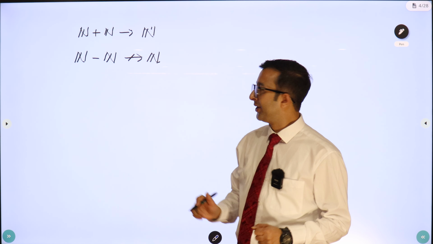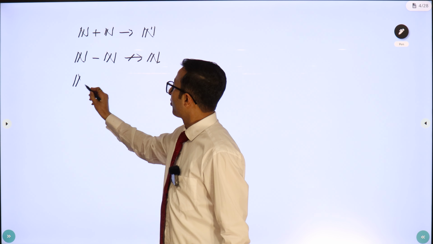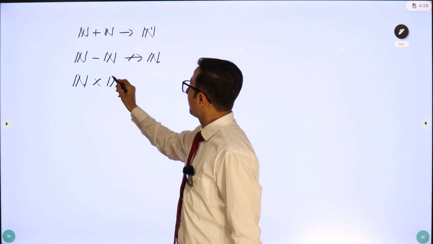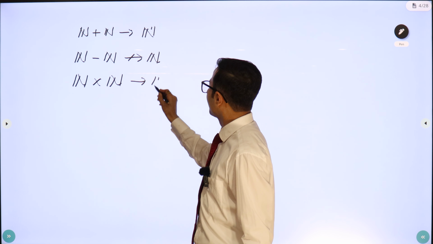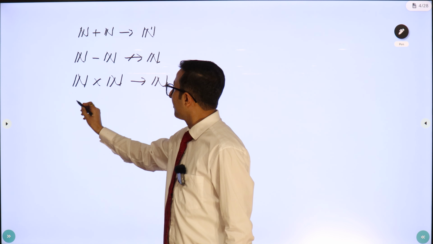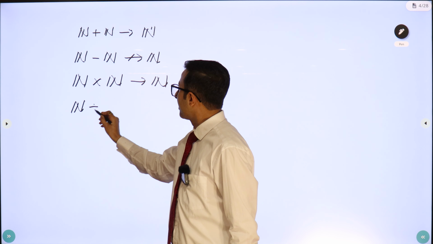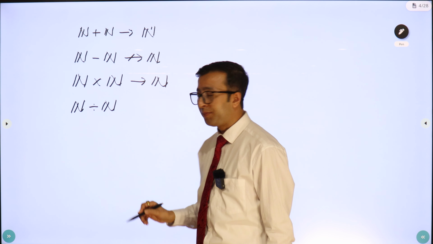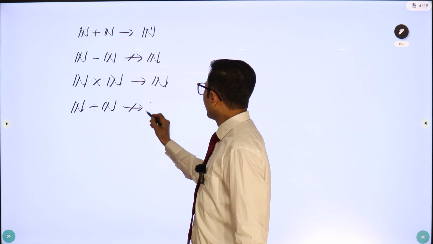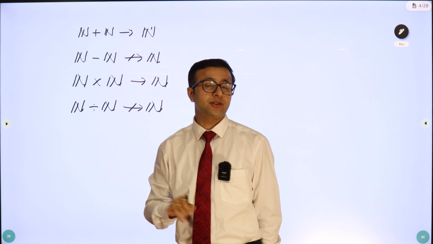always a natural number. So if you see the product, if you multiply two natural numbers, definitely you are going to get a natural number. Similarly, if you check the division of any two natural numbers, you are not going to get a natural number. You will be getting fractional numbers.